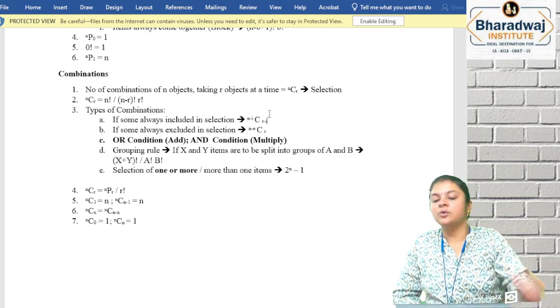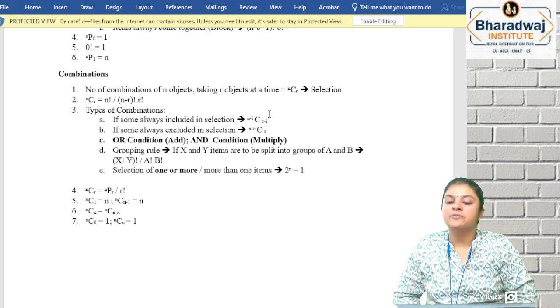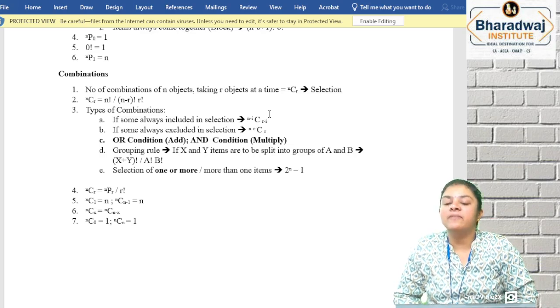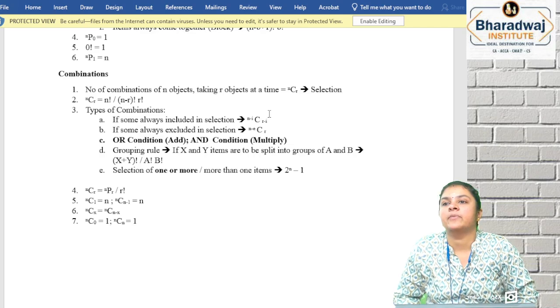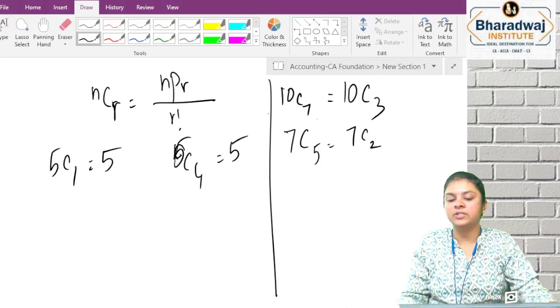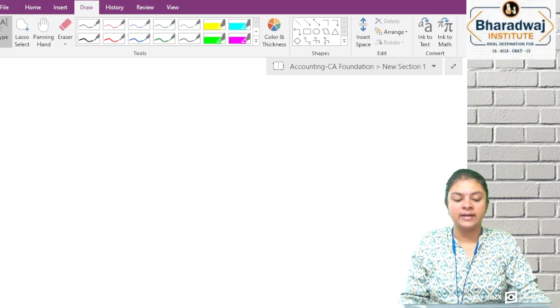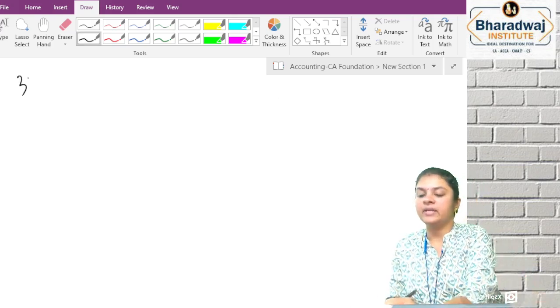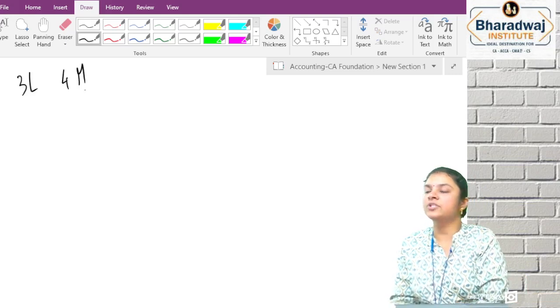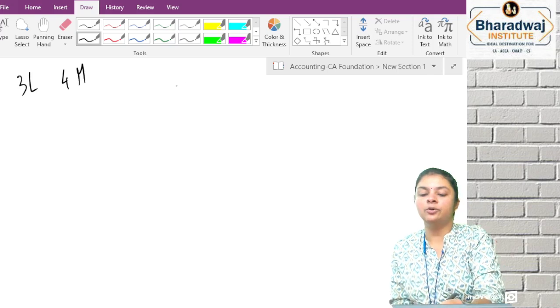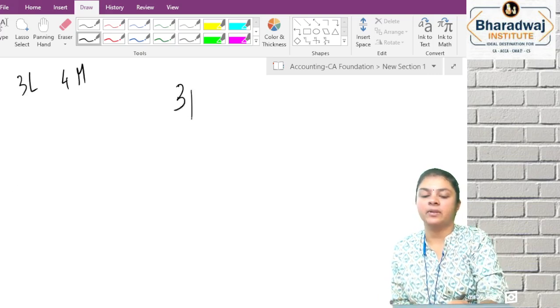Now come to the exclusive combination patterns. First one, if some items are always included. So what does always included mean? Let's take an example to understand it. If there are 3 ladies and 4 gentlemen, of which a group of 3 persons has to be formed.